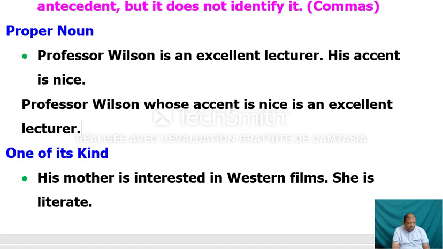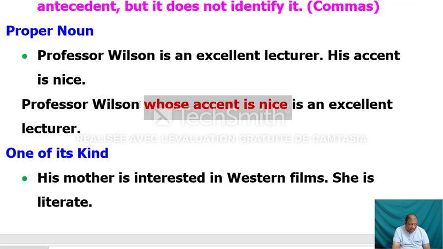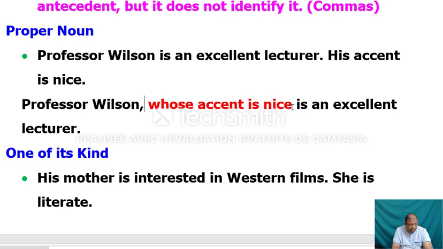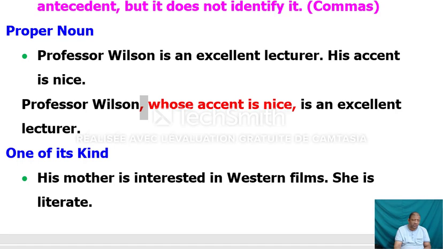So here the adjective clause is whose accent is nice. This is the relative clause. It begins with whose, and in this case it needs a comma and a second comma after nice. So this is what we call a non-restrictive adjective clause. Why? Because Professor Wilson is known, is defined, and therefore whose accent is nice is a non-restrictive adjective clause. The antecedent is always Wilson.